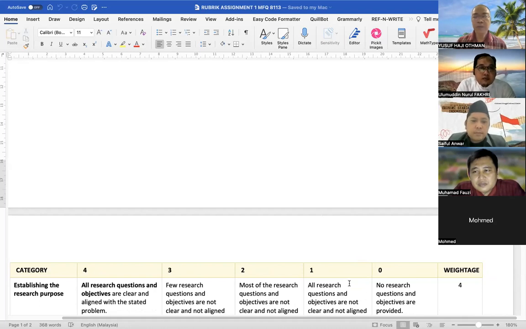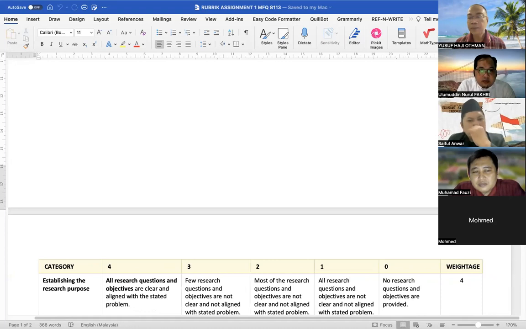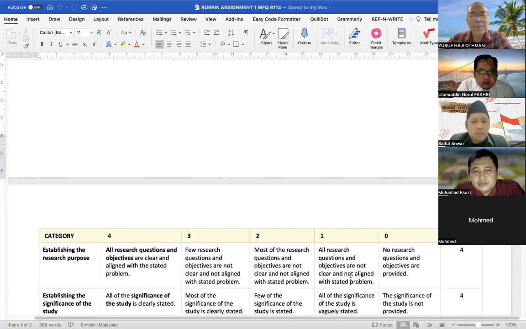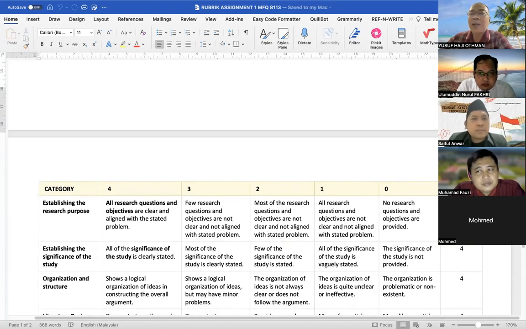So all of you have submitted, and the purpose of submitting the initial proposal is just to determine your supervisor, right? And then from that initial plan, you can still improve a little bit, okay? You can still improve the initial plan that you submitted to me. And I give you this rubric, yeah? This is how I mark your first assignment.